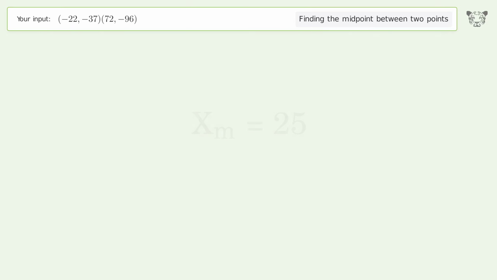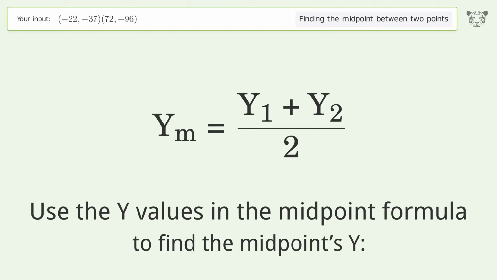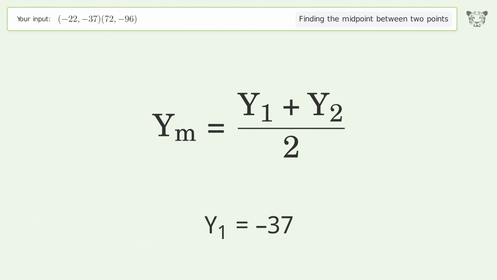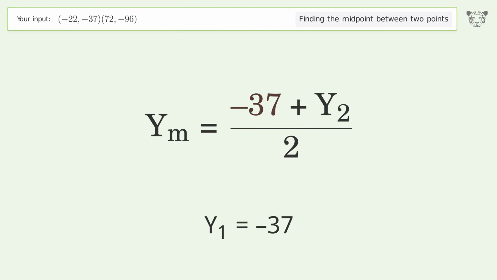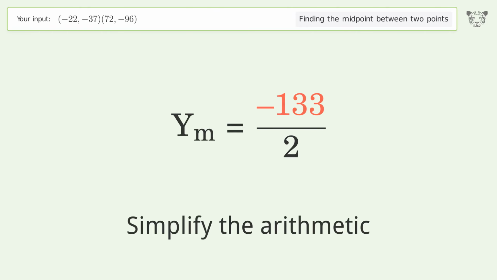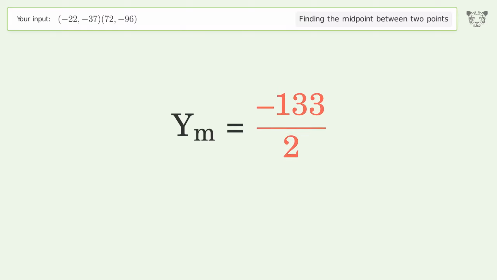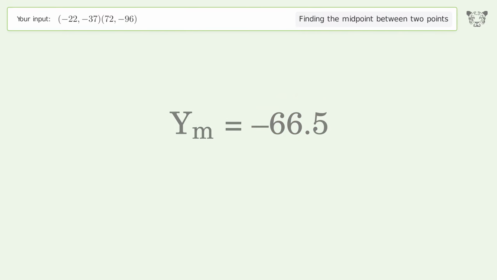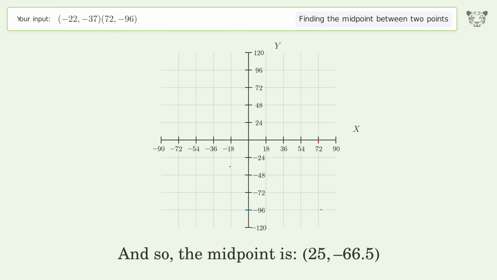Use the y values in the midpoint formula to find the midpoint's y. y1 equals negative 37. y2 equals negative 96. Simplify the arithmetic. And so, the midpoint is 25, negative 66.5.